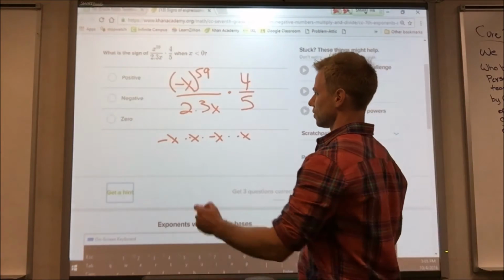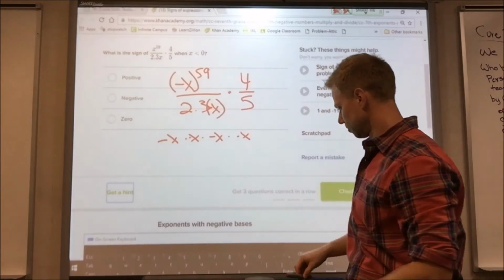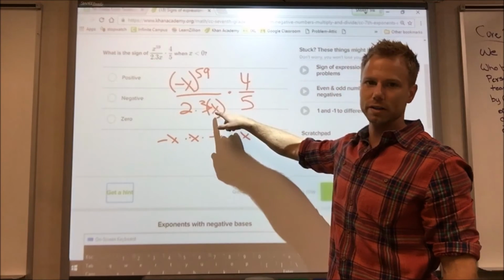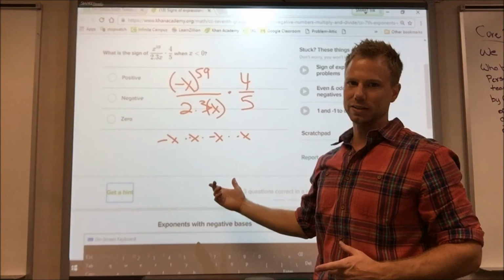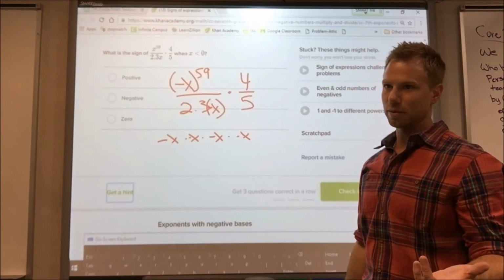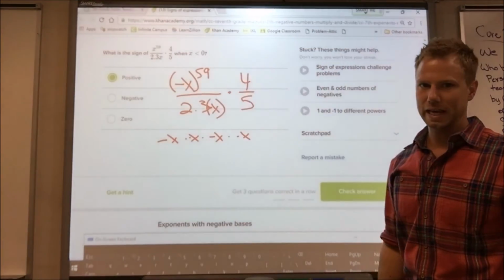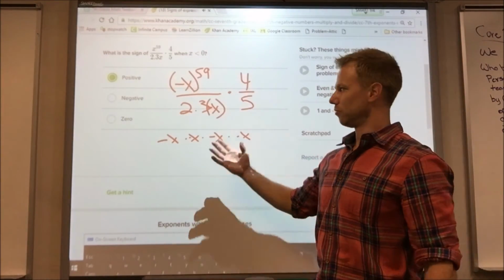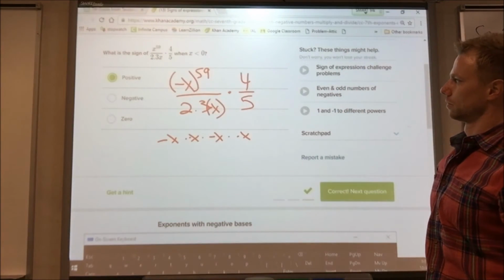And then I have one x on the bottom, which is going to become negative if x is less than 0. So I have 59 up here, 1 on the bottom. How many is that total? Well, that's 60 negative signs. Is that an even number or an odd number? 60 is an even number. If I have an even number of negative signs, it gives me a positive answer. We learned that in our notes a few weeks ago. If you have an even number of negatives, it's positive. An odd number of negatives is negative.